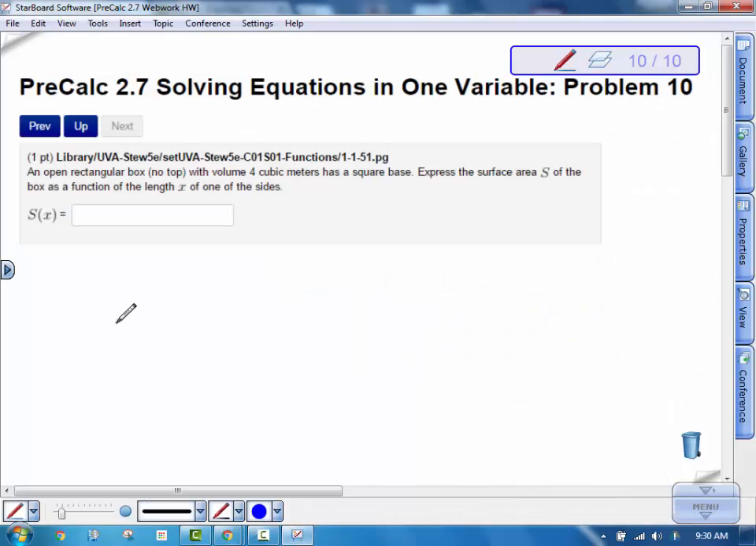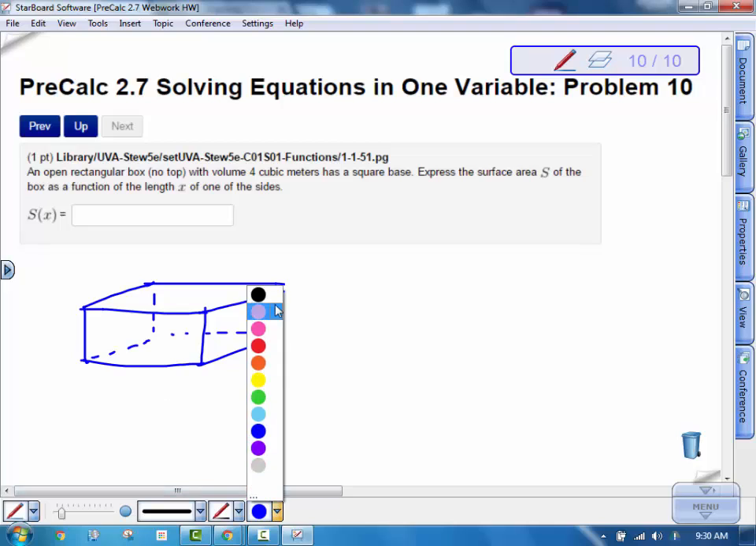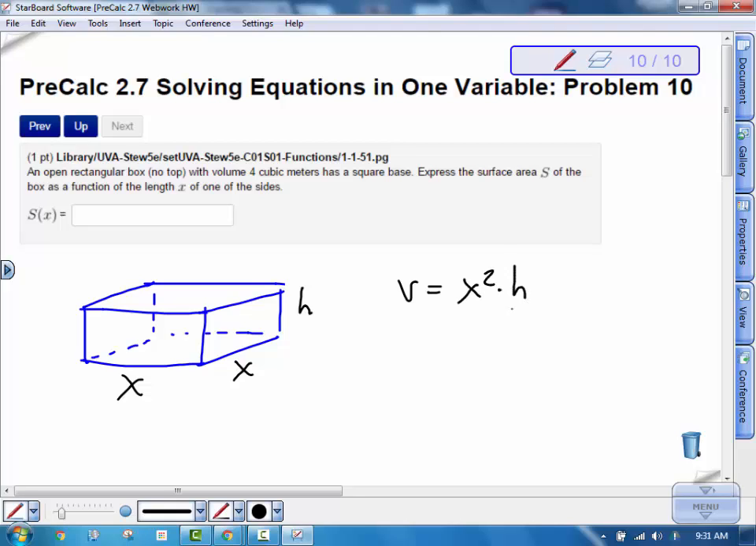Okay, next question, we have an open rectangular box and it gives us the volume, and it wants us to write a surface area function in terms of side length x. So this box then has a square base, so it helps to draw a picture a little bit, I think. It's got no top. So this is side length x right here and here. I don't know what the height is, so I'll call that h for height. Now the volume equals the area of the base, x squared, times the height. And they told us the volume was 4. So there's one relationship. Now the surface area is what they want us to write a function for.